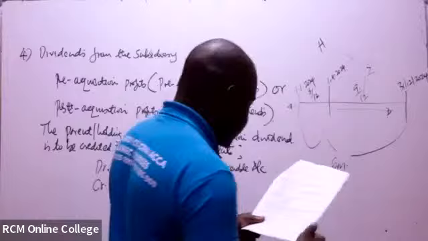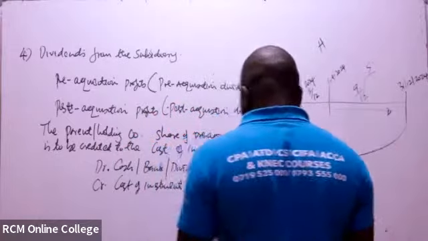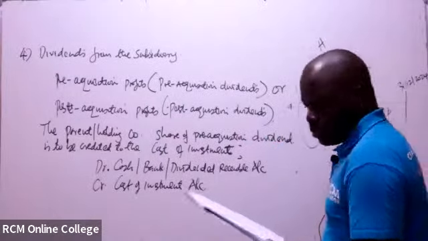They'll, in this case, credit what we call what? The cost of investment account. Debit what we call what? The cost of investment account. So this is what it means.